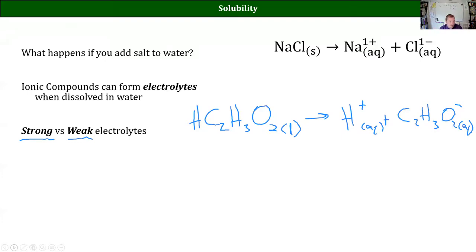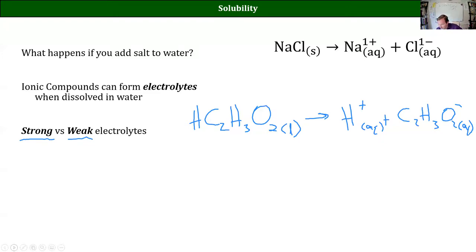You can have vinegar that has more ions in it than salt water, and that would make it more conductive than the salt water. But the fact that not all of the vinegar molecules, not all of the acetic acid molecules, split up means it still would be considered a weak electrolyte.